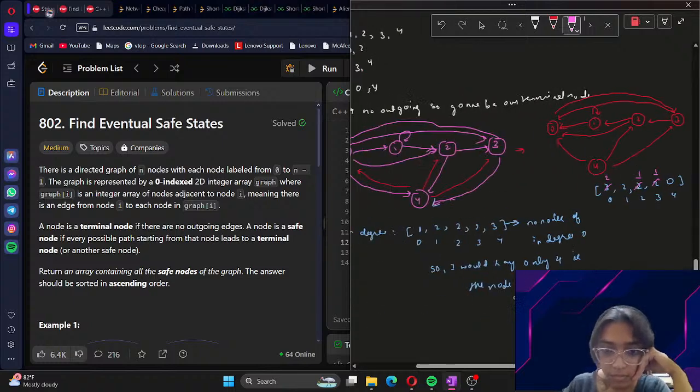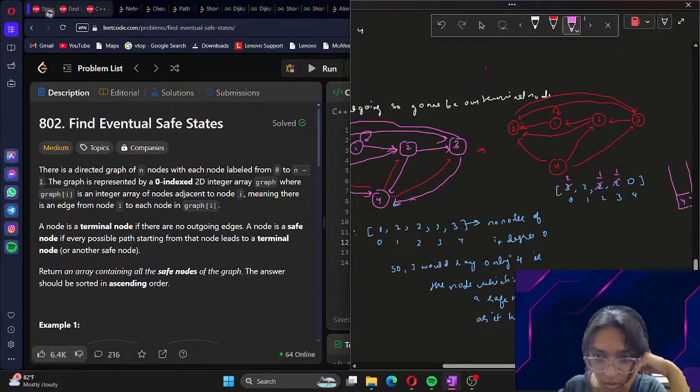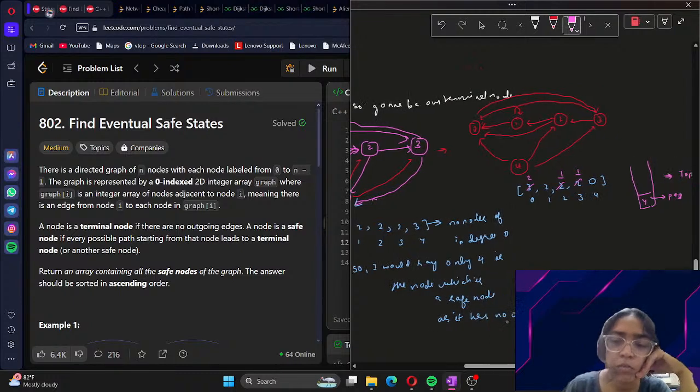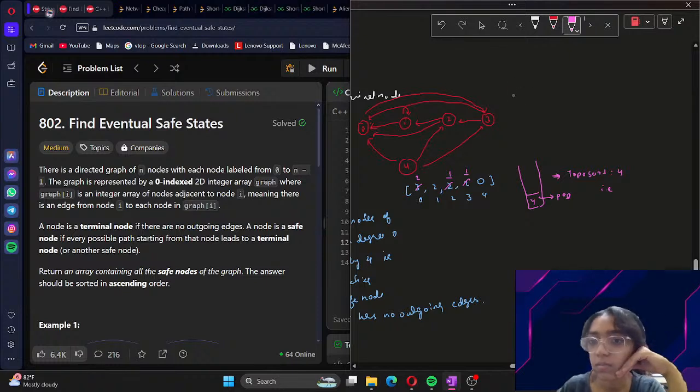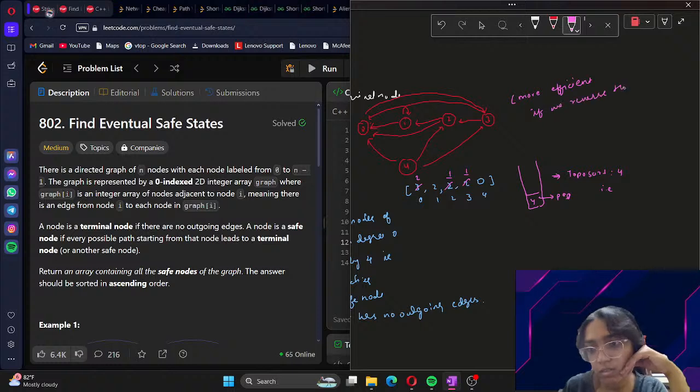That is, instead of looking here for whether it's a terminal node or not, it would be more efficient if we reverse the connections and then apply topo sort.